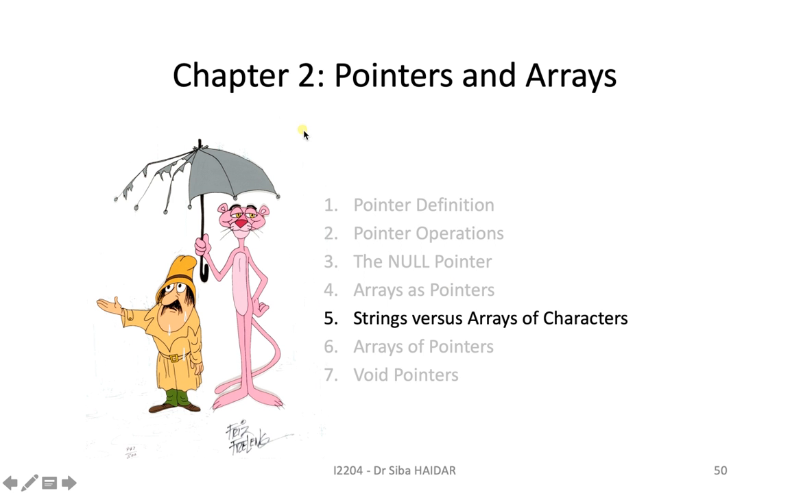Next, we will see a very particular kind of array, which is arrays of characters, and we will compare them with strings. There is no string type in C, but we refer to a string by char star, and we will see the difference between char brackets and char star. This is a very important section, and you have to be careful dealing with arrays of characters.